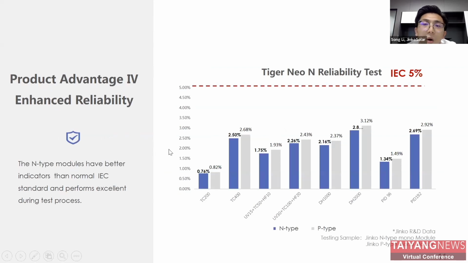So someone will ask, what about the reliability? All of our N-type products have been tested by IEC, and not only are they better than the IEC requirements, but the test results show they are even better than the P-type products. So the N-type product is unquestionably reliable.